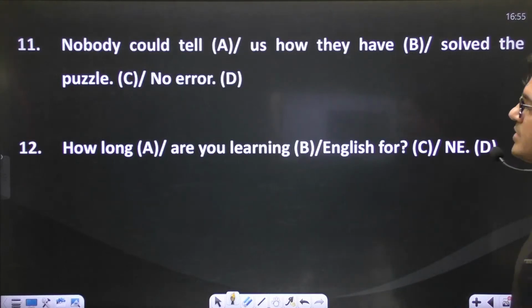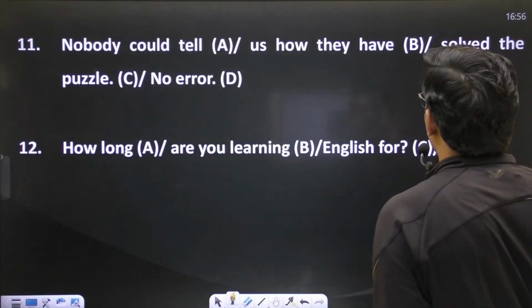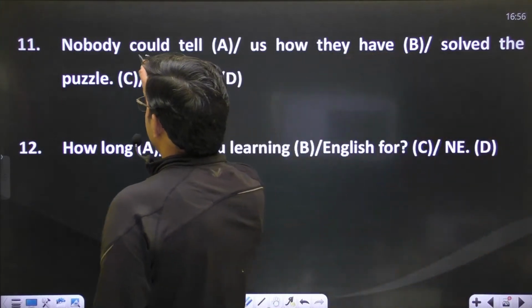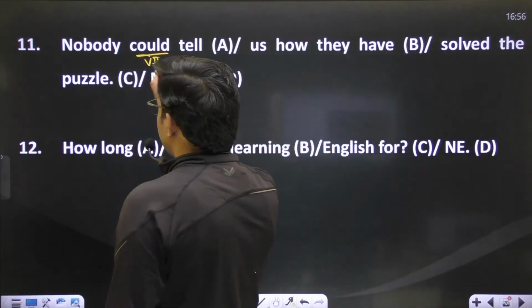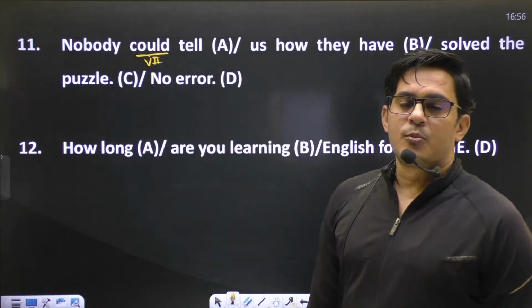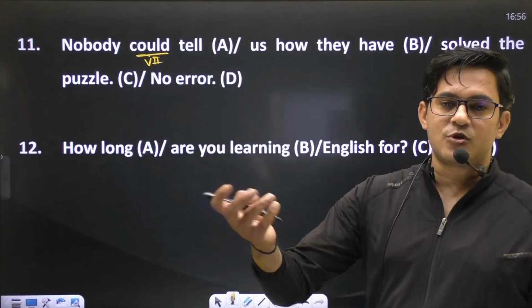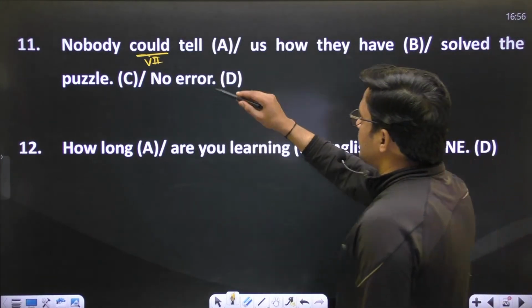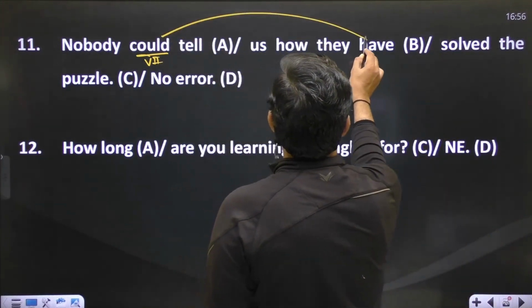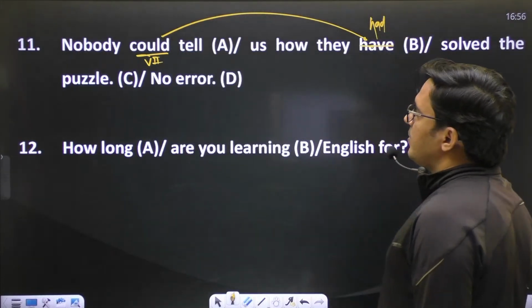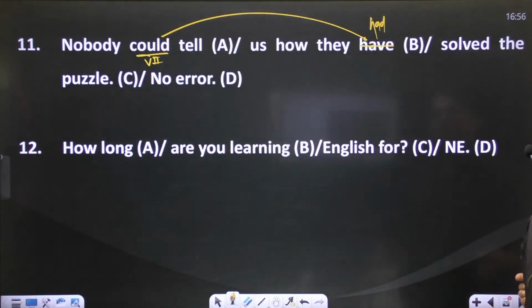The next sentence is, nobody could tell us how they have solved the puzzle. The first clause is in past tense. Could is the past, used to show past ability. Could is the past of can, right? If the first clause is in past tense, the next clauses will also be in the past tense. So the reply will be, nobody could tell us how they had solved.